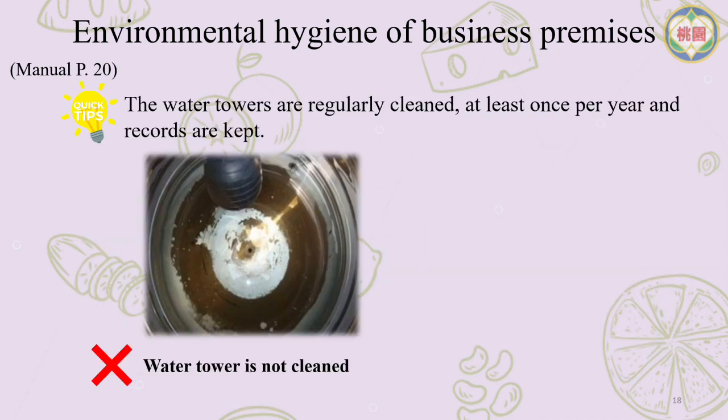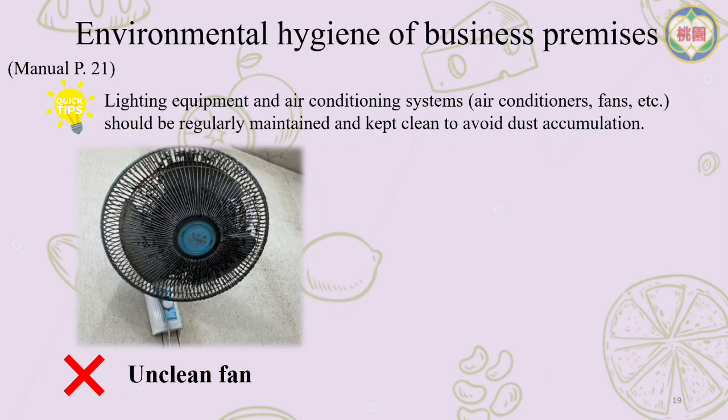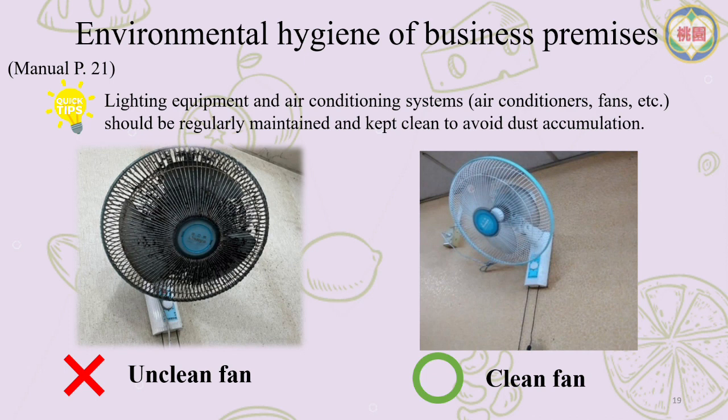Another common mistake is shown in the left picture, where the water towers are not cleaned. The water towers should be regularly cleaned at least once per year, and records should be kept. One other common mistake is shown in the left picture on page 21 of the manual, where the fan is uncleaned. The correct improvement should look like the right picture shown.